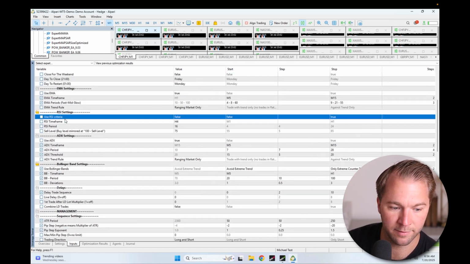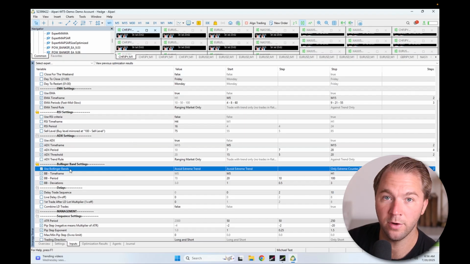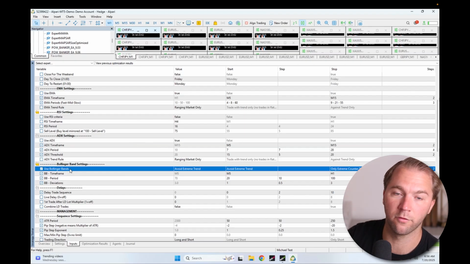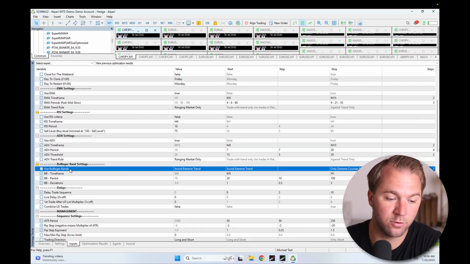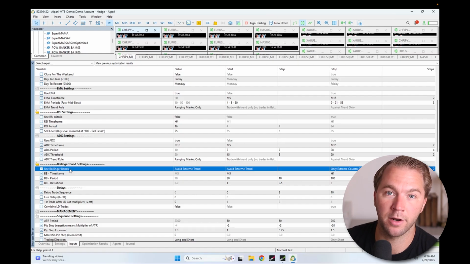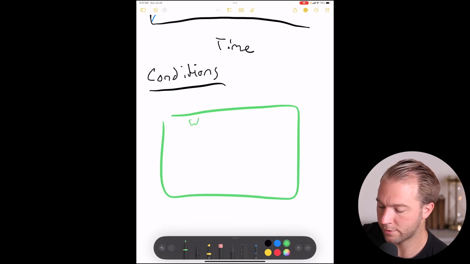EMA, RSI, ADX, and Bollinger Bands. You have the option to use all 4 of those, or maybe just one of them, or 2 or 3, depending on, again, how you want to trade, what strategies you want to use, what logic you would like the bot to be entering trades based off of. Of course, the more of these you use, the lower the volume. So that's important.